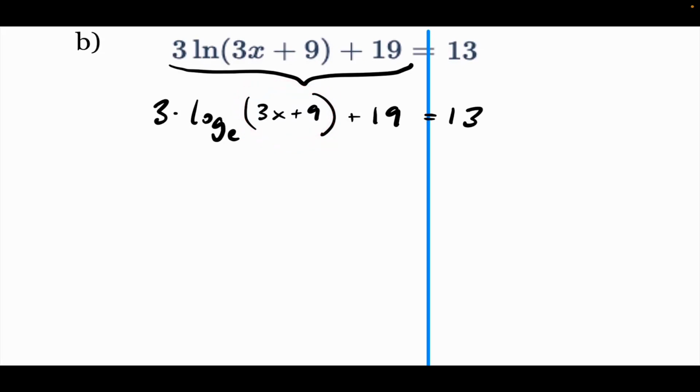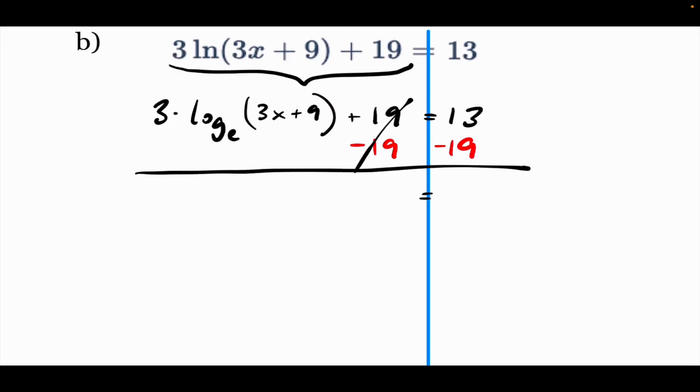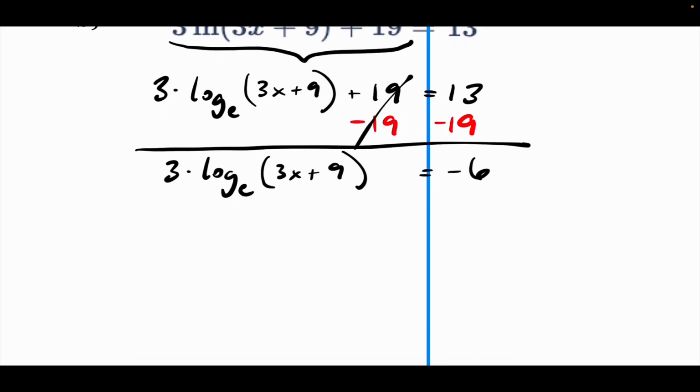Well, if we're solving, we always start at the bottom of PEMDAS. So instead of adding 19, I'm going to do the opposite. Subtract 19. Divide by 3.